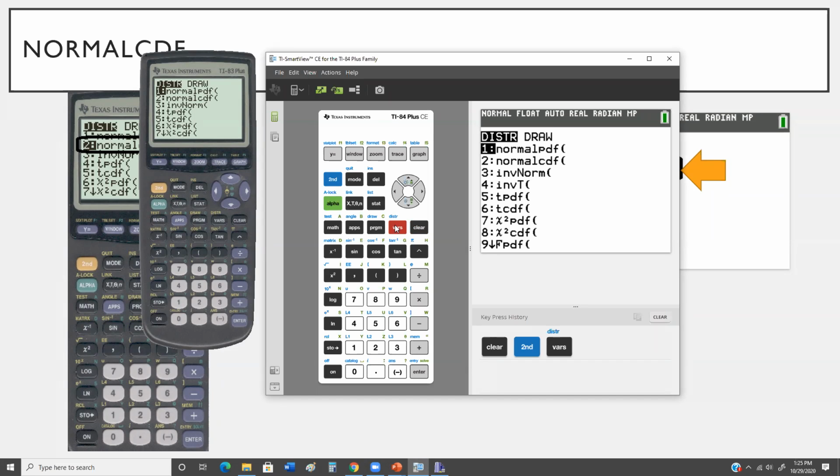We are never going to use normalPDF. We've learned what a PDF is, right? It stands for probability density function. The option we're going to use going forward is CDF, which stands for cumulative density function.